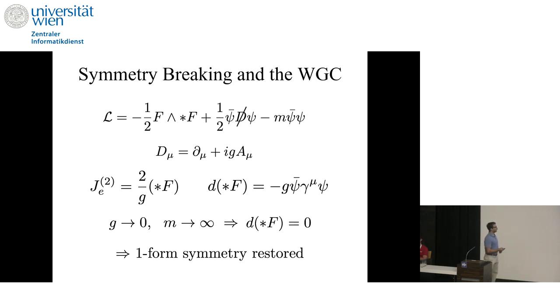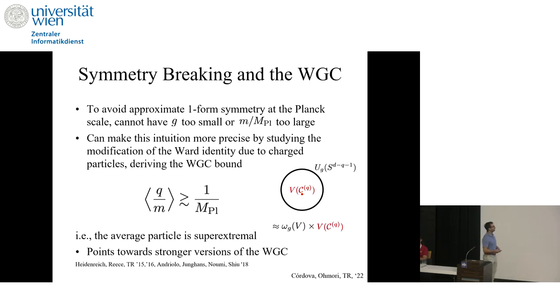Similarly, in the limit that M goes to infinity, we can integrate out the particle at low energies and once again recover a one-form symmetry. This is interesting because these are precisely the limits which the weak gravity conjecture forbids. The weak gravity conjecture says that we can't have G goes to 0 at fixed M, or M over M Planck goes to infinity at fixed G.